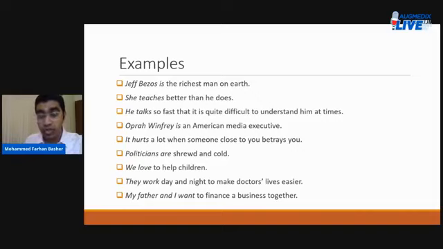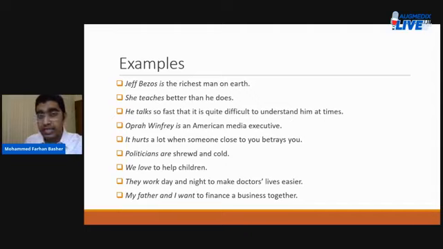In the second sentence, we have she. Now the pronoun she is of course a singular pronoun. So you have she, and the verb that follows is also singular because it is teaches. So teaches is a singular verb. She teaches better than he does. He talks. Again, a singular pronoun, a singular verb. He talks. Oprah Winfrey is. It hurts. It being another singular pronoun, you have the verb following, which is a singular verb. So it hurts.